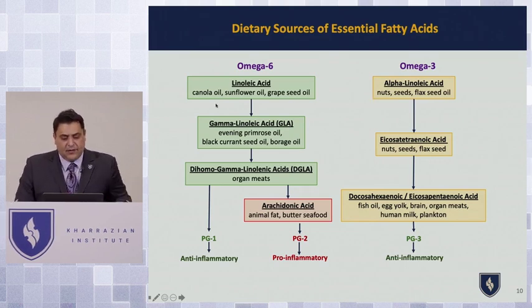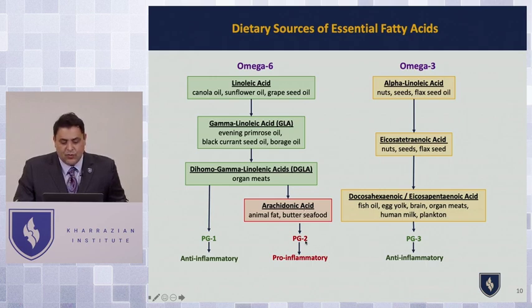Things like canola oil, sunflower oil, grapeseed oil are things that make linoleic acid. And things like nuts, seeds, flaxseed oil convert into alpha linoleic acid. These essential fatty acids then convert to other fatty acids, which then make prostaglandins. And prostaglandins are anti-inflammatory, like prostaglandins 1 and 3, or pro-inflammatory, like prostaglandin 2.